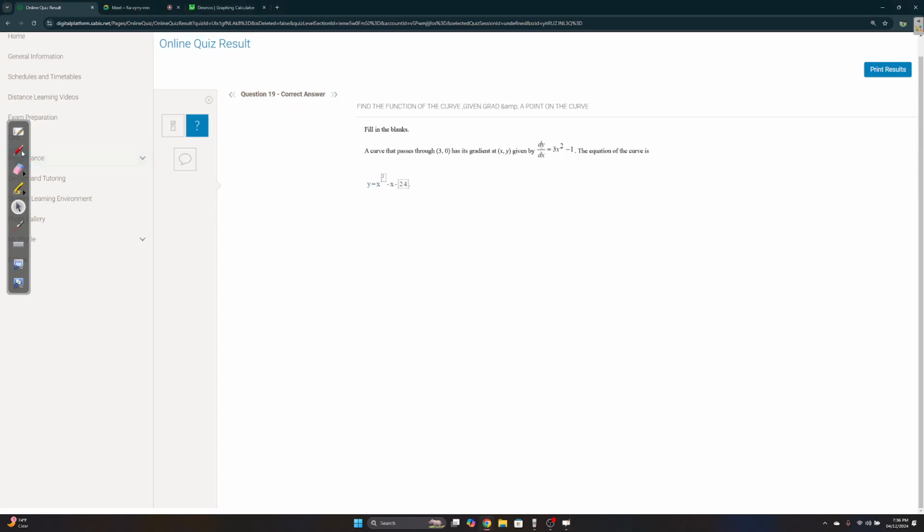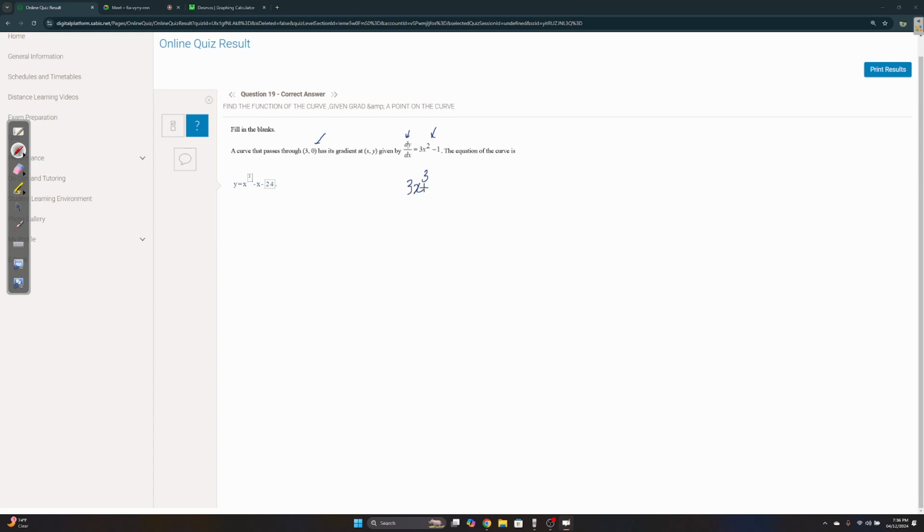Question 19. A curve that passes through 3, 0 and has its gradient at x, y given by dy over dx equals 3x squared minus 1. What is the curve? Obviously, if you have the derivative and you want the curve, you need to integrate. To go from derivative to normal curve, you need to integrate. So integrate 3x squared minus 1. Take the 3x squared down, add 1 to the power, divide by the power. Minus 1 integrated becomes minus x. 3 with 3 cancels, you're going to get x cubed minus x plus c.